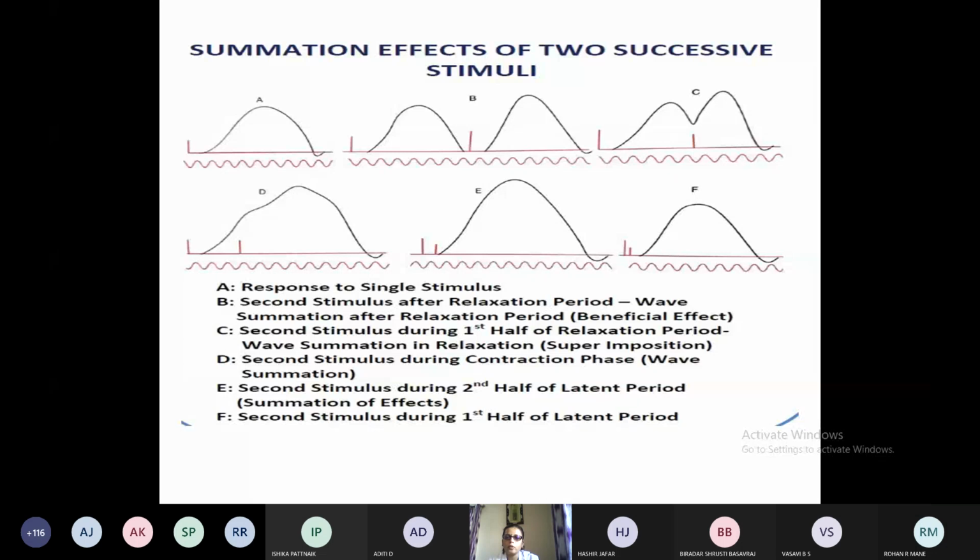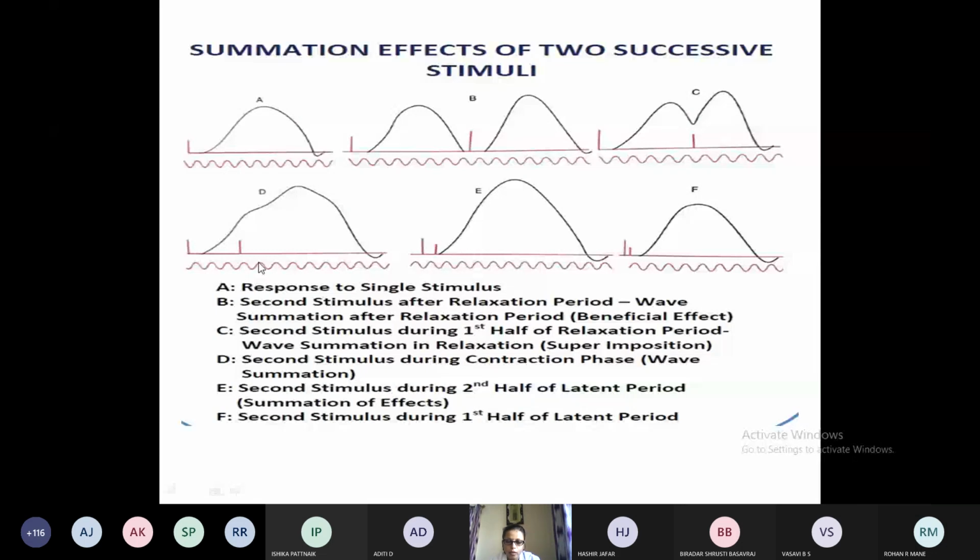So now you understood at what point, if we apply the stimulus, then only we get the summation or beneficial effect. After the relaxation period, that is point B, you can apply in a contraction, but the best is the second half of the latent period. So this is called the beneficial effect.